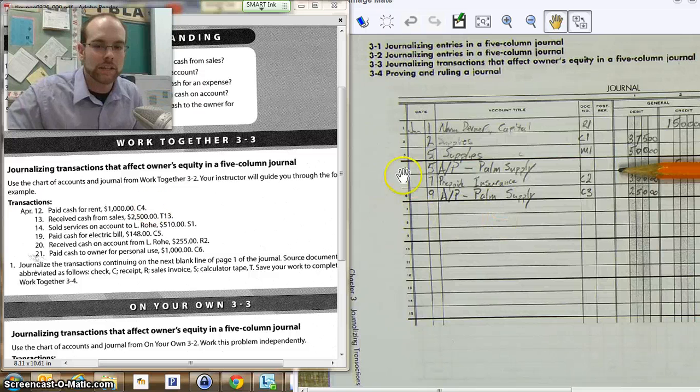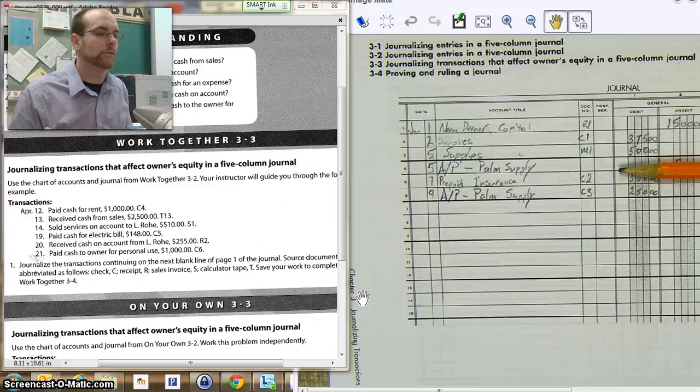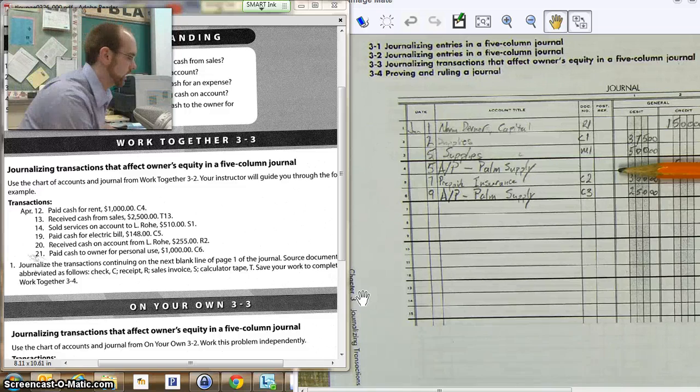So now our next transaction after April 9th is on April 12th, we paid cash for rent. So the first thing you got to think to yourself, what are the two things affected? Well, you see that you paid cash, so cash is going to be affected. And then you also see that you paid rent, so rent expense is the other account that's going to be affected. And notice that we use check number 4.